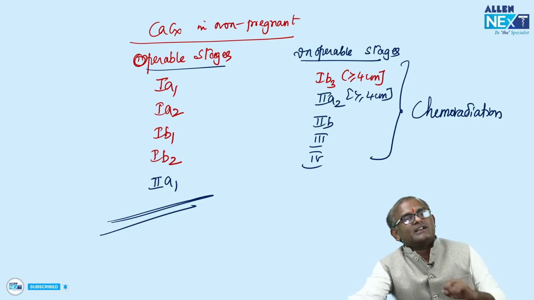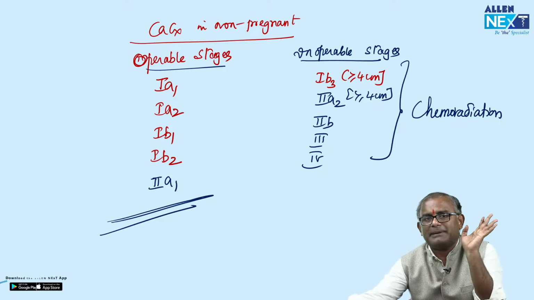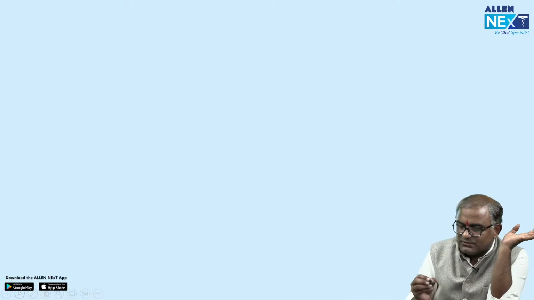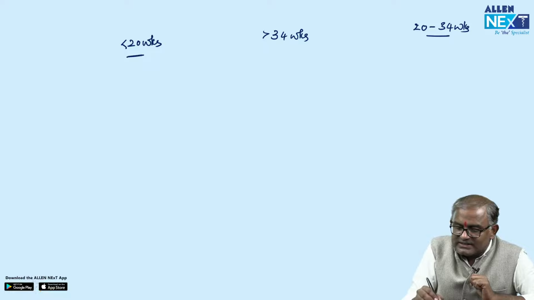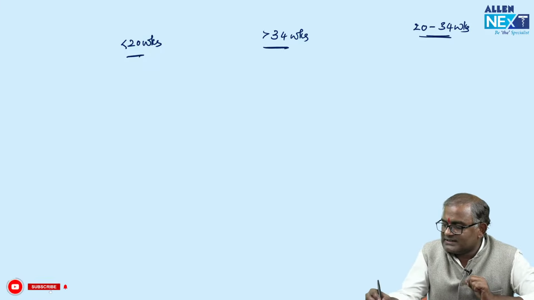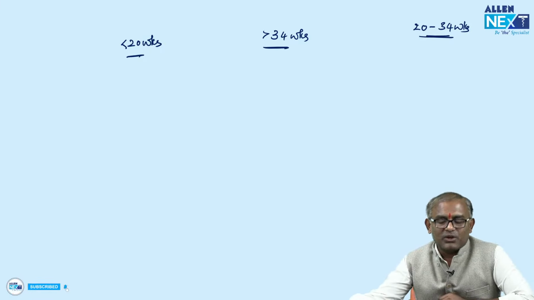This is the non-pregnant state. Come to pregnancy, the same thing is applicable. Doctor, in pregnancy, we will divide into less than 20 weeks, more than 34 weeks, and between 20 to 34 weeks. You got the point, doctor? Less than 20 weeks, more than 34 weeks and 20 to 34 weeks.